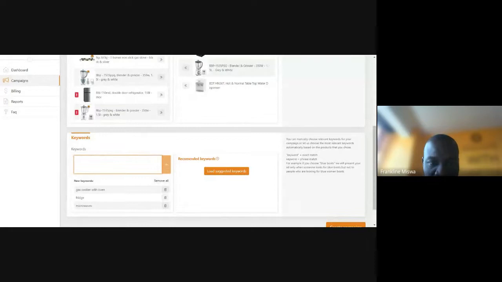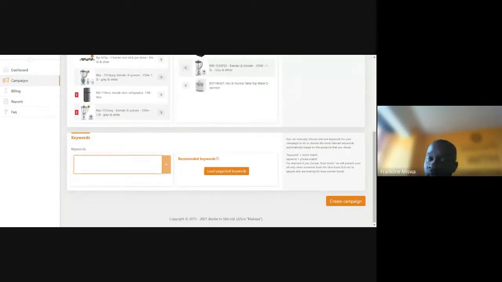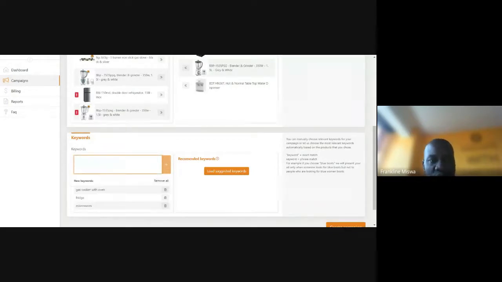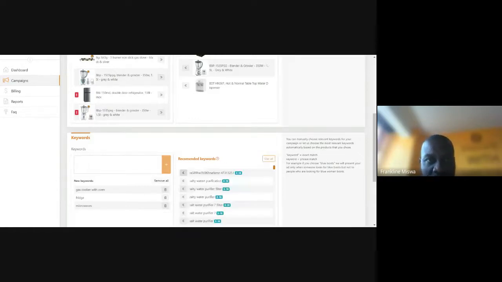So we were on keywords. For microwaves, I'm just picking, you don't need more than 10 keywords on average to actually be able to drive your performance. Immediately you paste them on the keywords tab, they will appear below. Let me just redo that again. Simply have those keywords, gas cooker with oven, fridge, microwaves, as customers type them in. From that, you can either load suggested keywords, depending on what you want, and it will show you what customers are looking for, and you can filter.